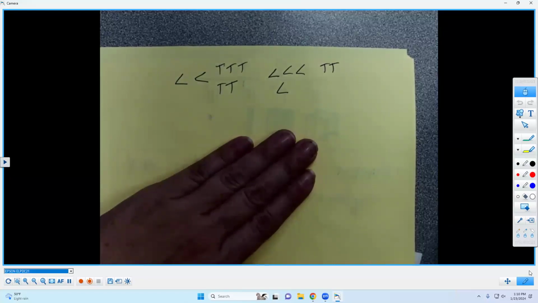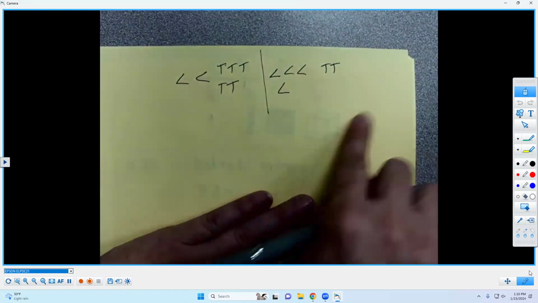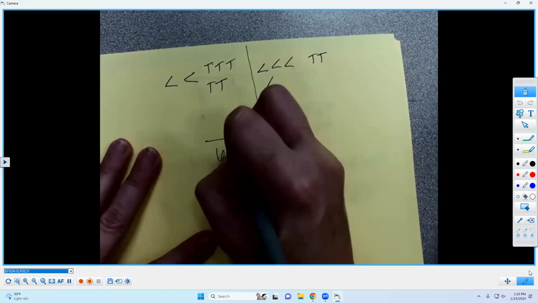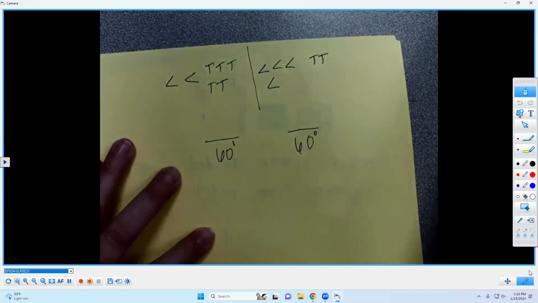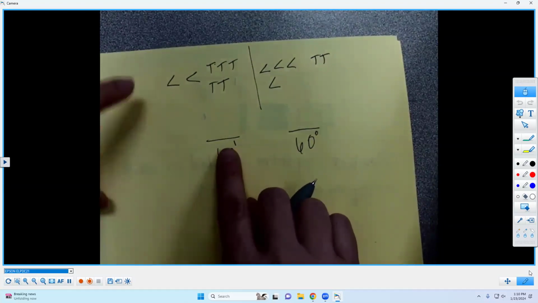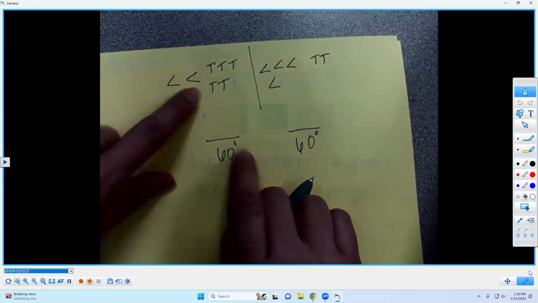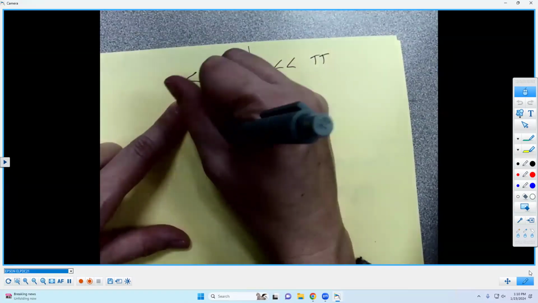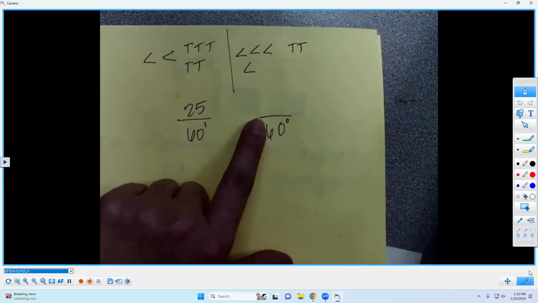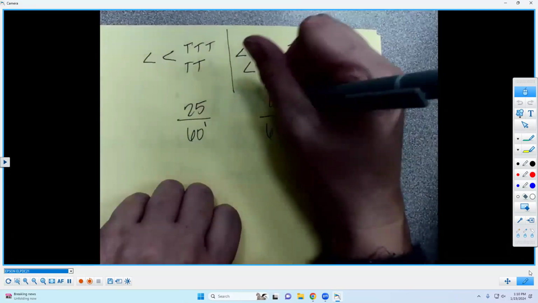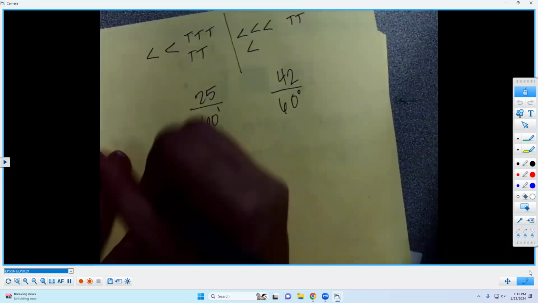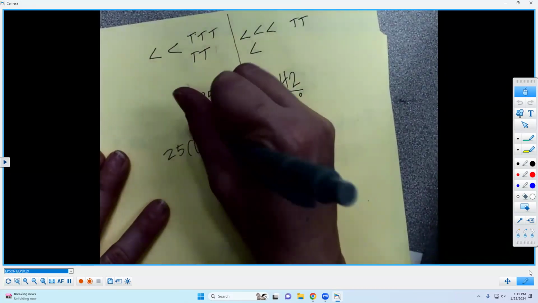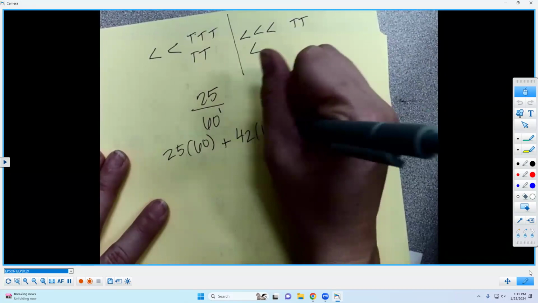So this number in cuneiform, how many place values do I have? Here's 1 place value, here's 1 place value. So this would be the 60 to the first place value. This would be the 60 to the 0 place value. And the number in this place value is 25, because I have 2 10s, 5 1s. So this would be the number 25. This would be 4 10s, 2 1s, 42. So for us, that number would be 25 times 60 plus 42 times 1.